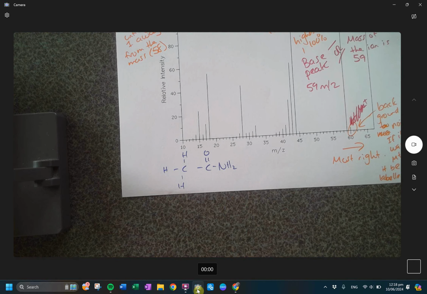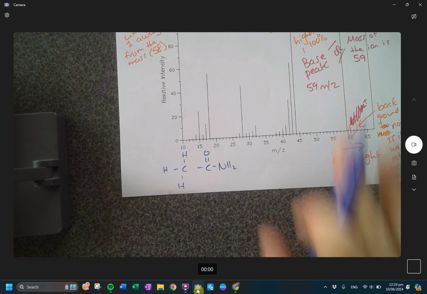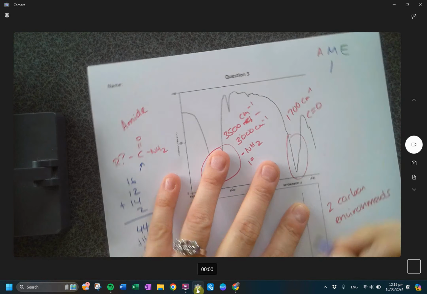If you can figure out what molecule this is, you have now gotten yourself a merit. This was a really easy molecule, though. I'm going to give you more challenging ones for the assessment because for the excellence, you need to be able to tell me what it's not. So merit is figure out the molecule.